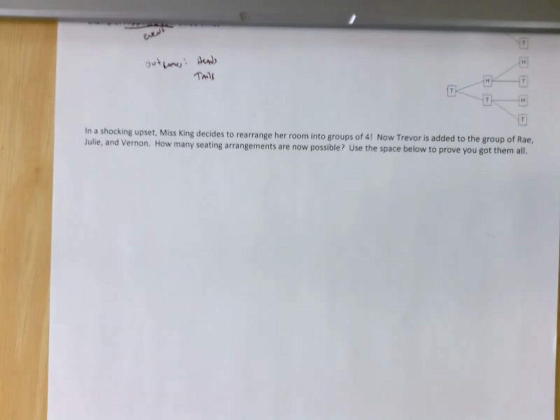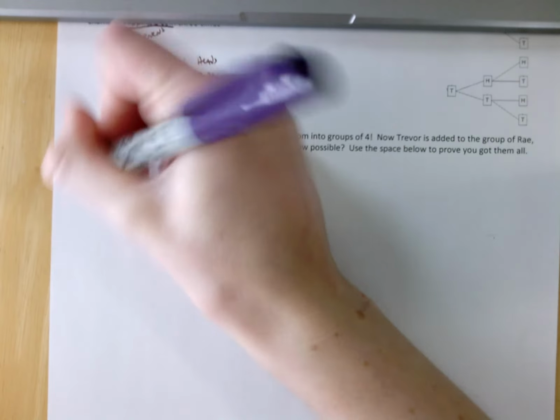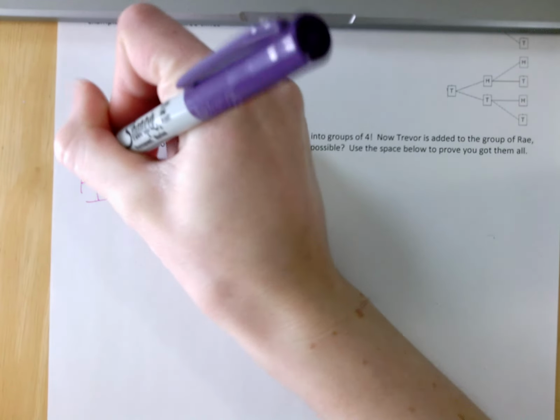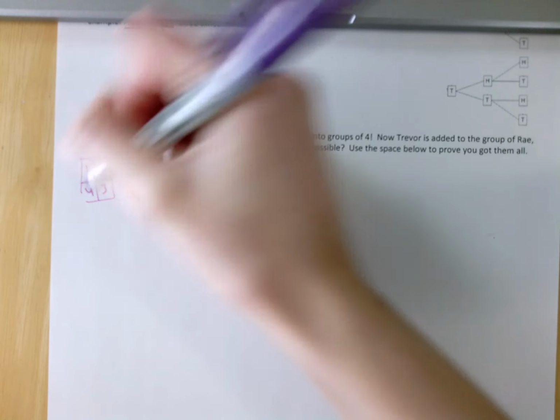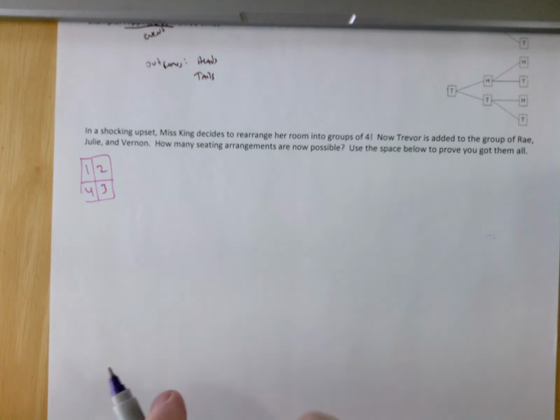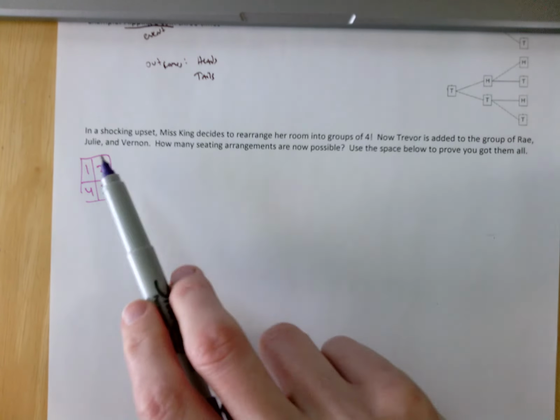Okay, so let's take a look at this next one. Miss King decides to rearrange her rooms into groups of 4 people. Usually my classroom is arranged into groups of 3. So in this case, we're rearranging into 4 people. We think about it, we've got a group of 4, and I've got seats 1, 2, 3, and 4. What we're doing is we're going to assign these 4 people.